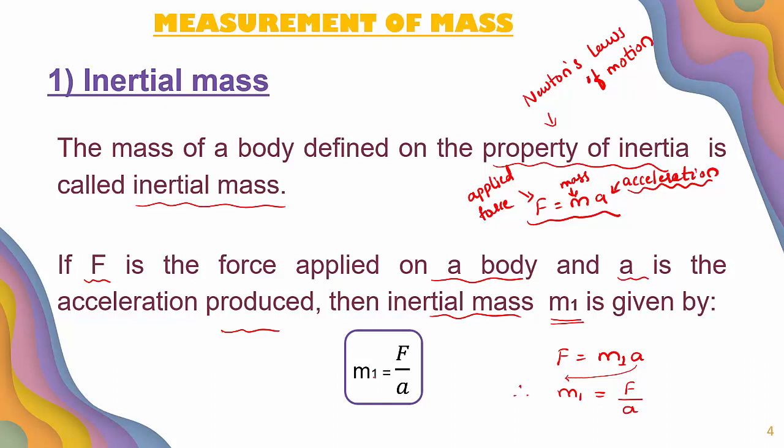This is inertial mass. This is completely based on how much force is required to move the object. Depending on force and acceleration, we can measure the mass of a body. We are going to call it inertial mass. What is inertial mass? Mass of a body defined on the property of inertia, and its equation is m1 equal to F divided by a. That means inertial mass is completely dependent on the applied force and its acceleration.